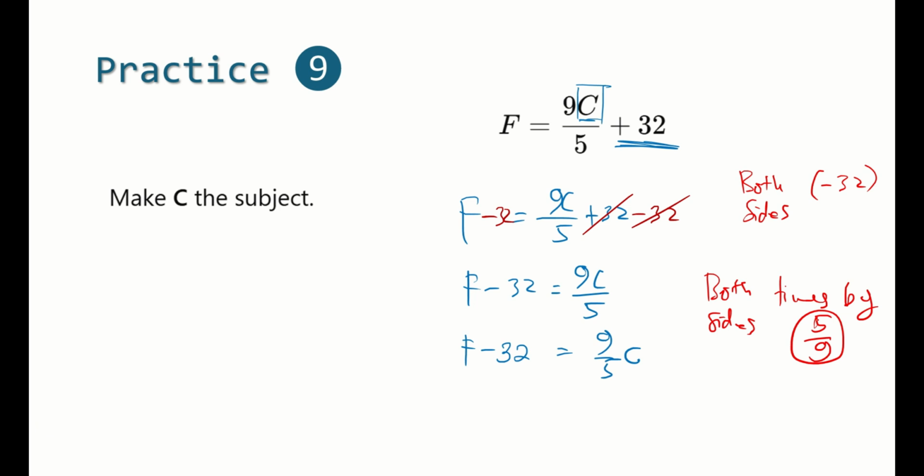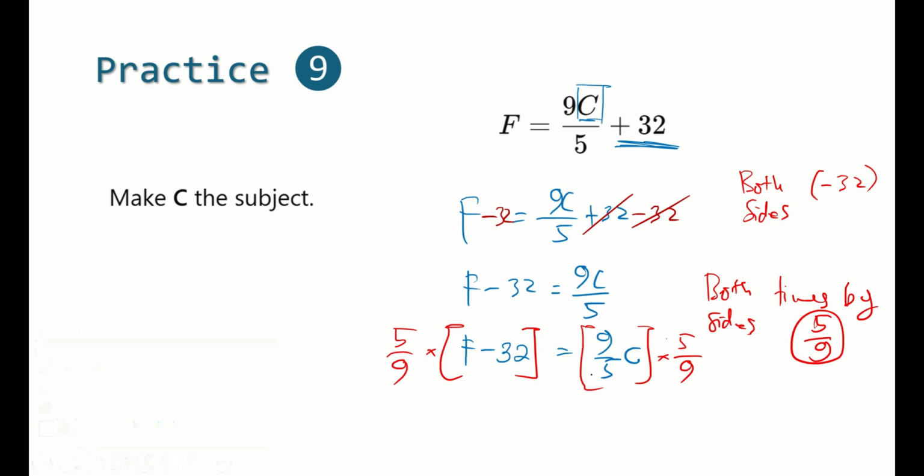Remember, if you multiply both sides by 5 over 9, "side" means all of them, so we put it in the bracket. Do I need to? No, actually, no. I just want to put it on purpose. We multiply this by 5 over 9, so all of the left side will be multiplied by 5 over 9 also.